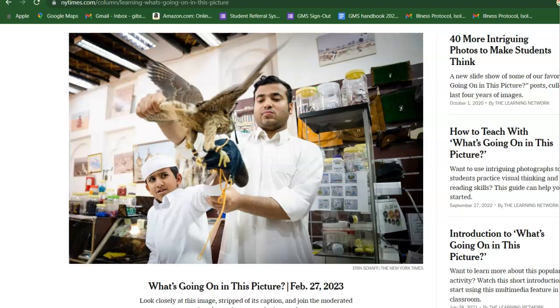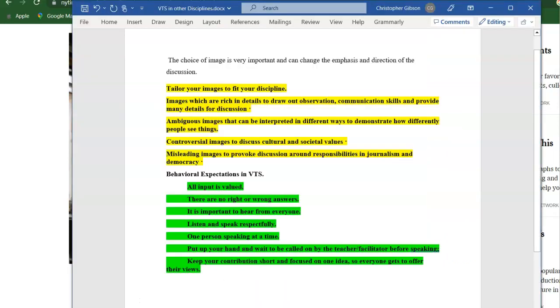And how do I use it? Well, like I said, I pretty much just set it up as groups. Everyone speaks, everyone writes, everybody signs their names, and just make sure that we keep to the behavioral expectations, which is everybody's input is valued. There's no right or wrong. We listen to everyone. We are respectful. One person talks at a time. You put up your hand and wait to be called on if you have something to say beyond what your group did, and you keep your contribution short and focused. This helps everyone get a chance to speak.